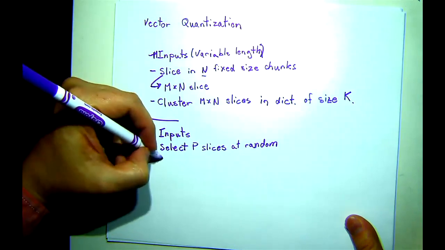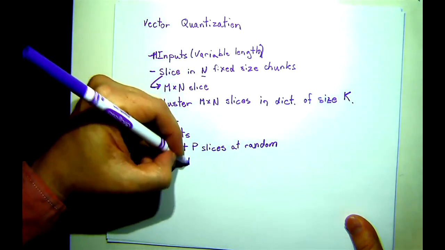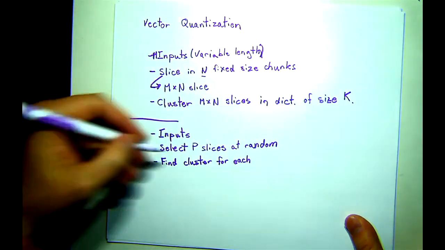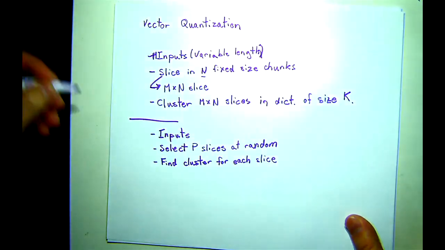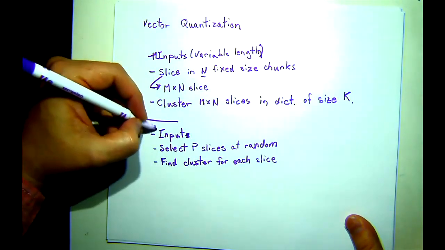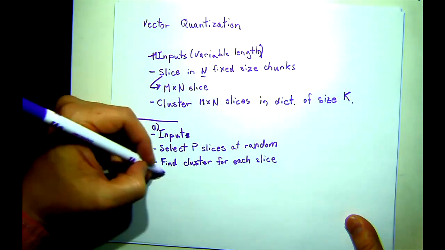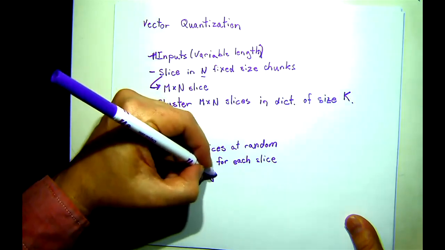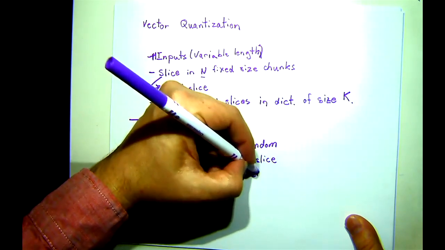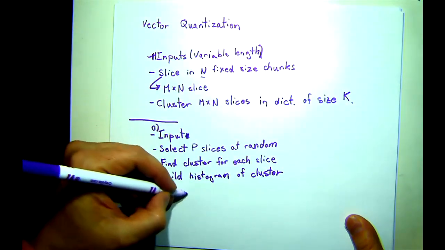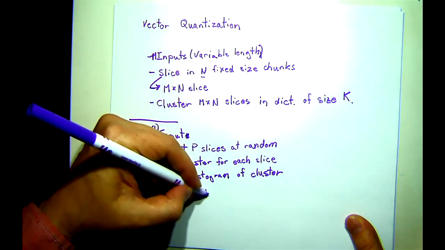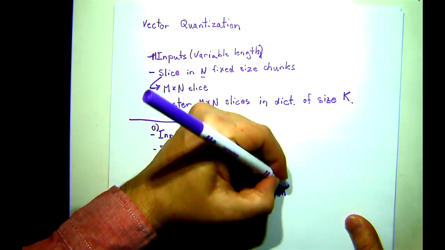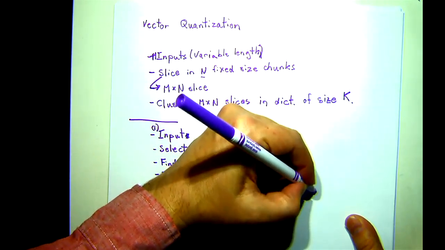And then we're going to find the cluster for each slice. So this is going to be for one input. So let's just say one input. And then we're going to build a histogram of clusters. And this is our feature vector. And it has one entry per dictionary entry.